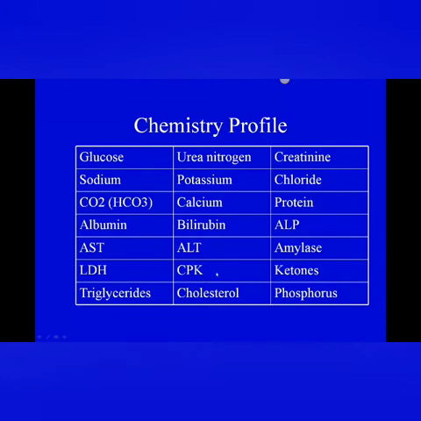These enzymes will elevate if you have a cardiac involvement, so a myocardial infarction. Triglycerides and cholesterol in your blood put you at risk for cardiac disease, so those would screen for your risk of having a myocardial infarction. I've already mentioned phosphorus, and ketones kind of goes with this glucose one.